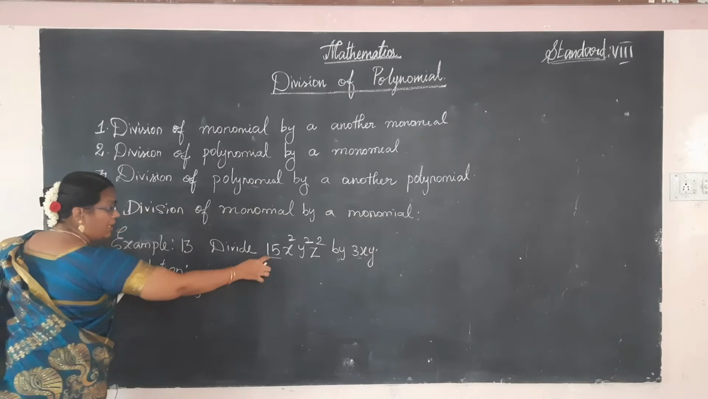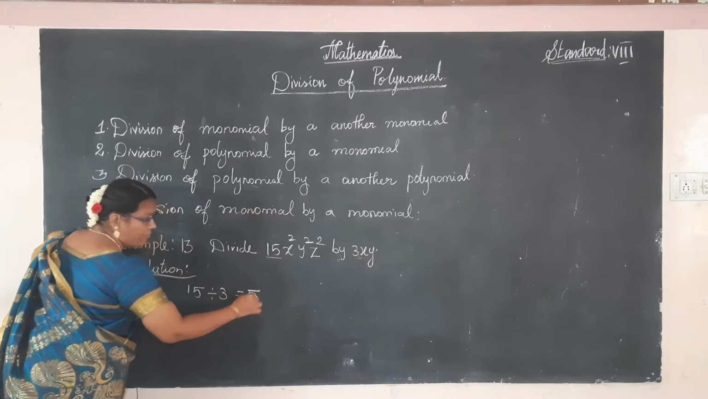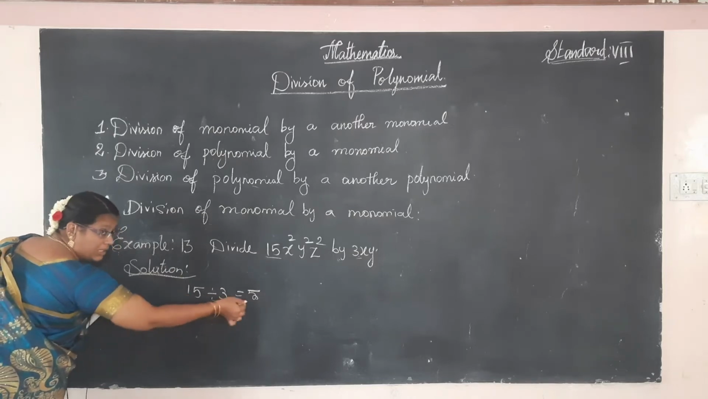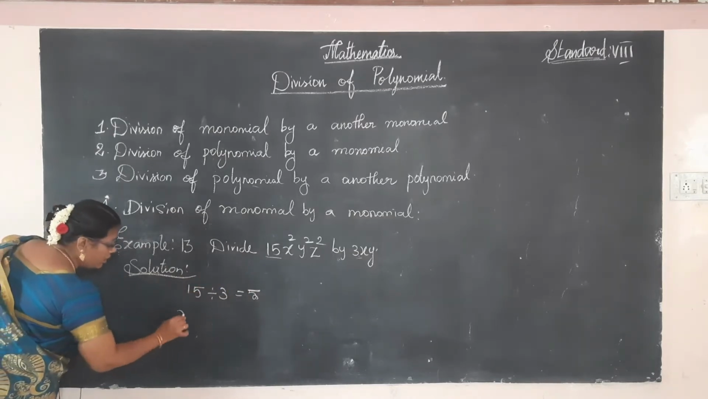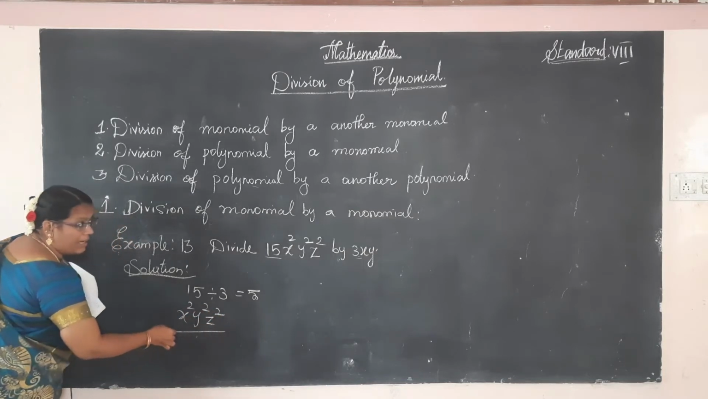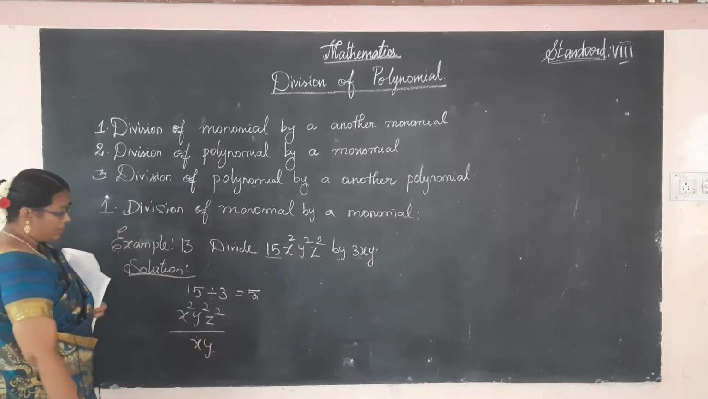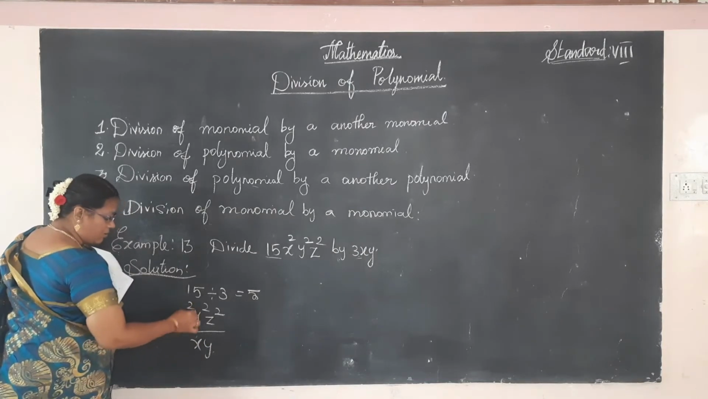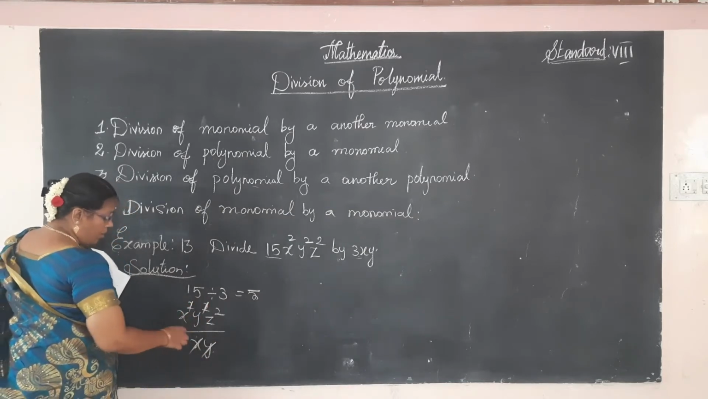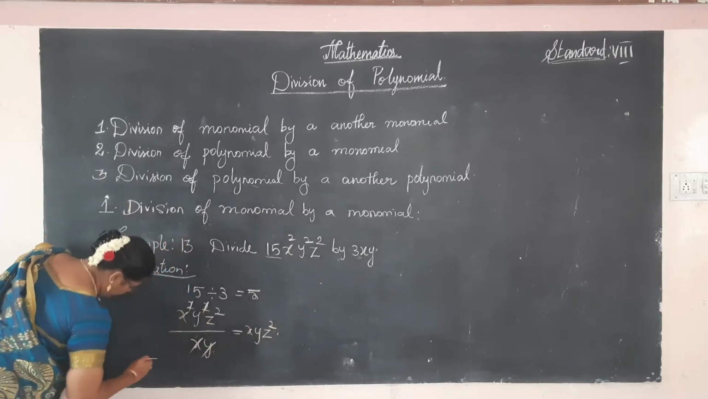First see the numerical coefficient. 15 divided by 3, what do we get? 5. Okay. So the numerical coefficient is completed, and next the variables: x squared, y squared, z squared divided by 3x. The 3 is already divided. So write the variables. Here x squared, here x, so it cancels. Here y cancels once. So what is the answer here? x, y, z squared.